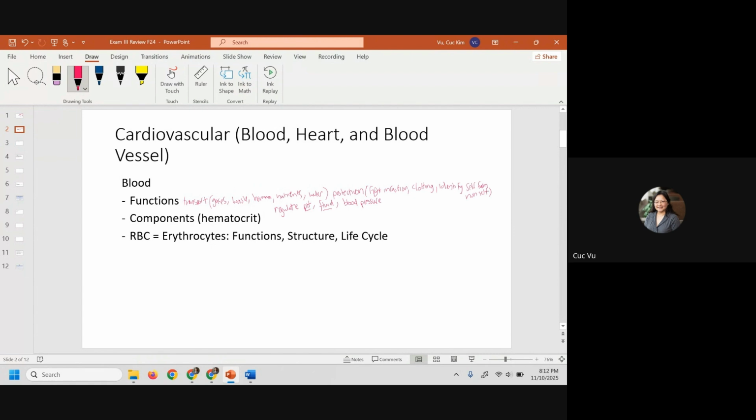Okay. All right. So let's go through the components of blood. Now, one way to determine the components of blood is to take a look at a hematocrit. What's a hematocrit? That's when it's in the little tube, right? And they spin it around and things fall by weight, the components. Perfect. That's it. You got it.